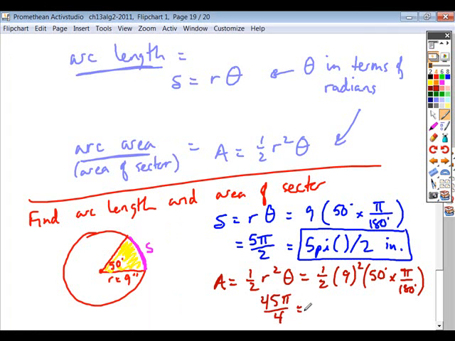which again, in terms of how you would enter this, 45 pi, open close parentheses, slash 4. The units in this would be square inches if you had to write those, but again, I'll usually include those for you if you need them.